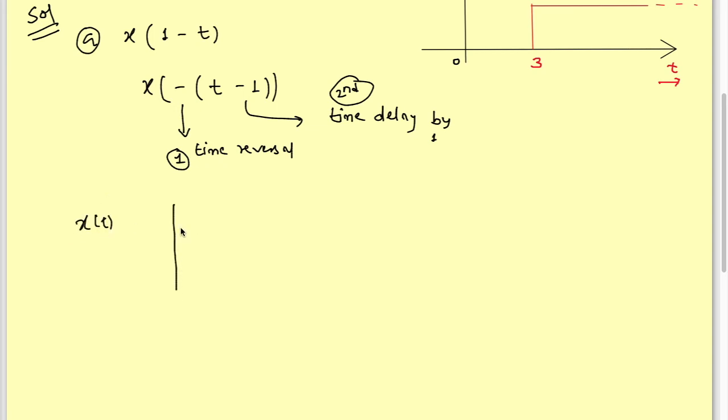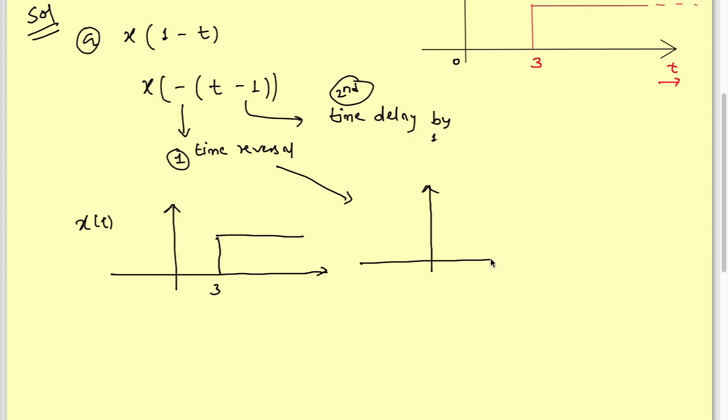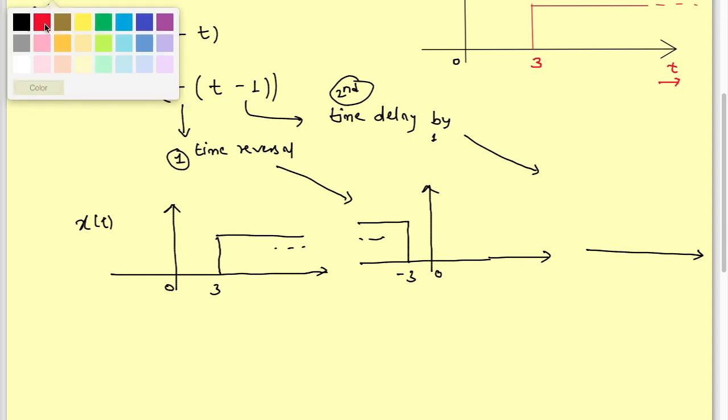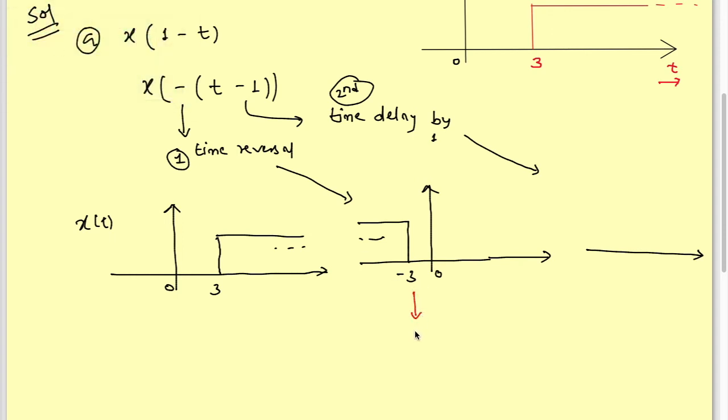X of t is like this, it is from 3. Then I have to do time reversal, so it will look something like this. This signal continues here, and this signal continues in this direction. Then I have to do time delay by unit 1. Time delay by unit 1 means I have to shift my signal in the right hand direction.